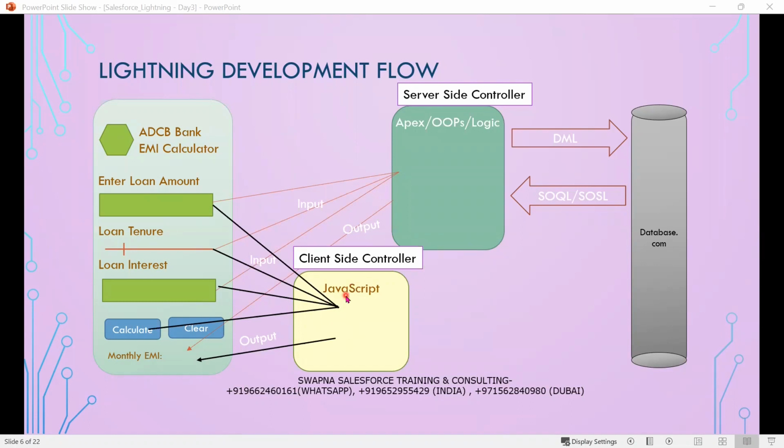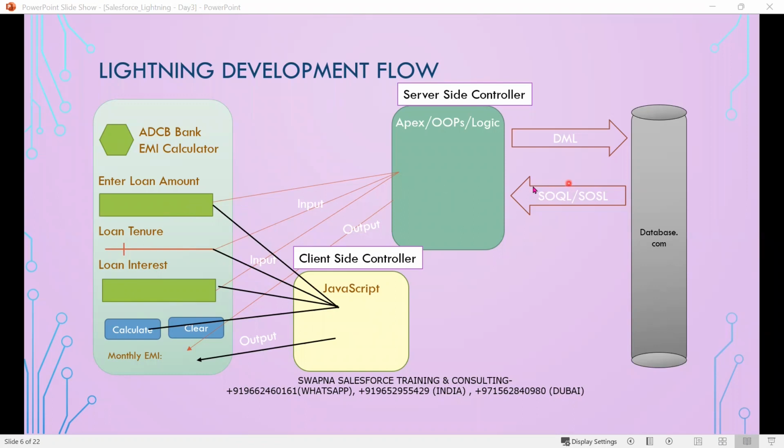In Classic, we cannot write the logic in client-side controller. We do not have that flexibility, whereas Lightning has more flexibility to implement the logic in the JavaScript without calling the server-side controller. Now, what is the scenario that I'm giving here? User is entering their loan amount and they are selecting the tenure and they are giving the loan interest, right? For this application, we do not need server-side controller.